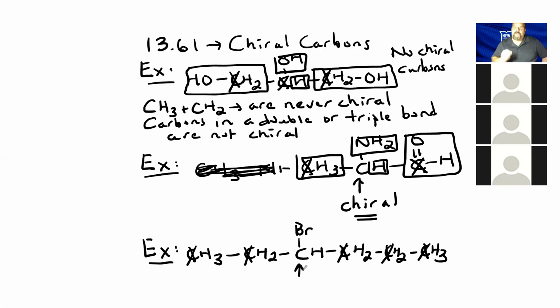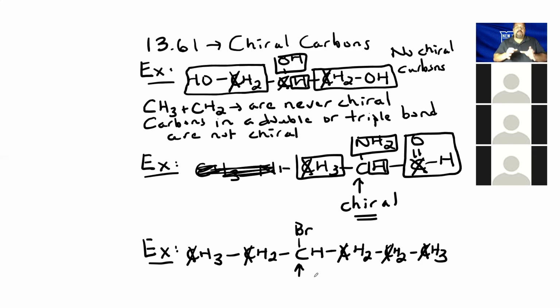The biggest mistake that students make in this particular case and with chiral carbons in general is that they would say very quickly that this carbon is not chiral because it's attached to 2 carbons. Carbon to the left, carbon to the right. But you have to think of the idea that it's 4 different atoms or groups of atoms.